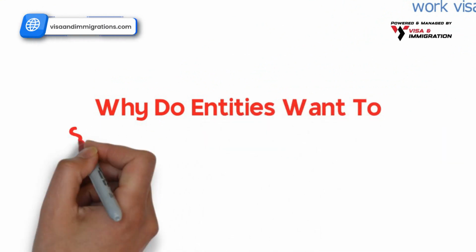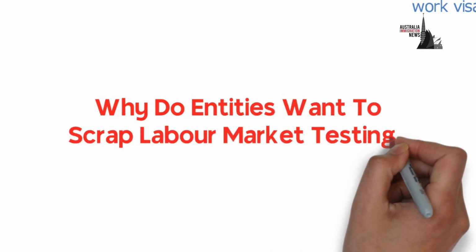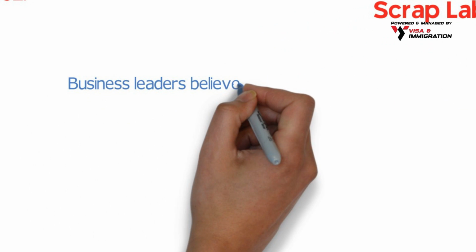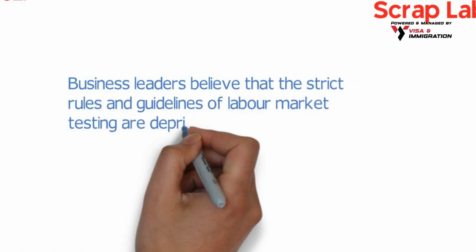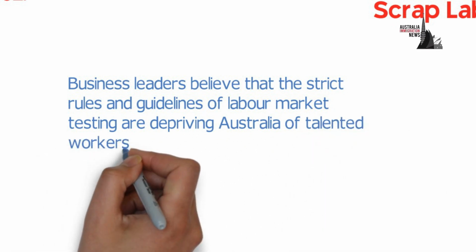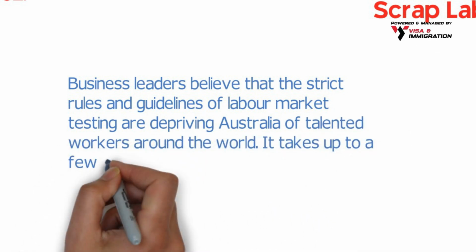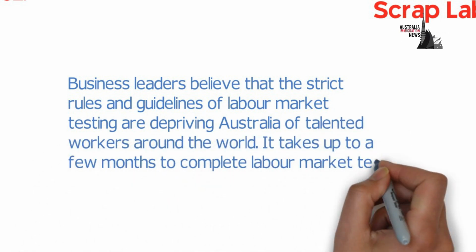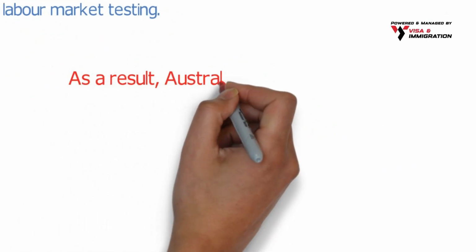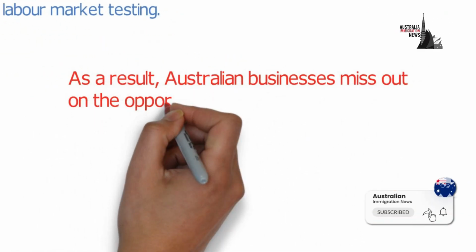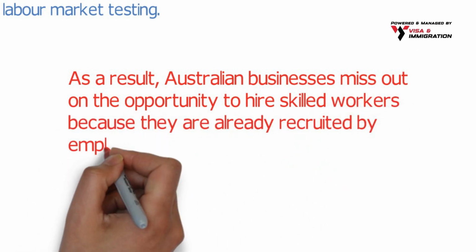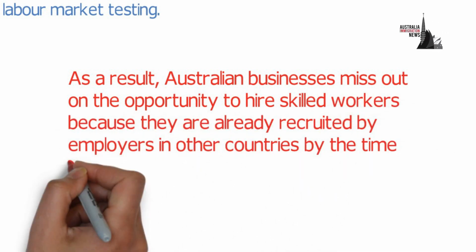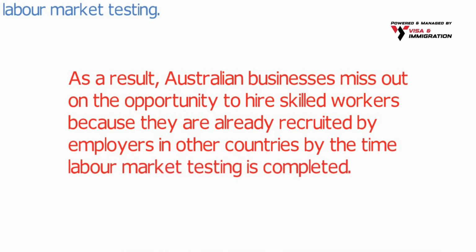So, why do entities want to scrap labor market testing? Business leaders believe that the strict rules and guidelines of labor market testing are depriving Australia of talented workers around the world. It takes up to a few months to complete labor market testing. As a result, Australian businesses miss out on the opportunity to hire skilled workers because they are already recruited by employers in other countries by the time labor market testing is completed.